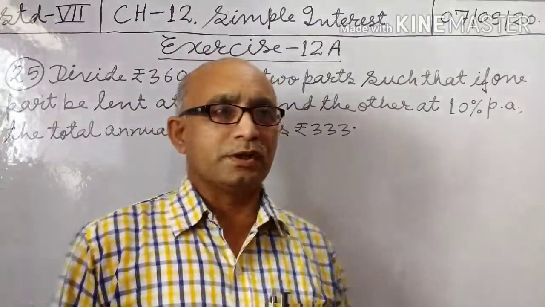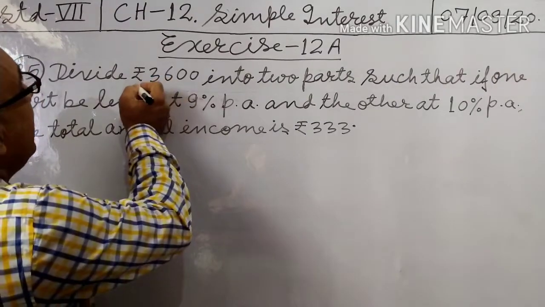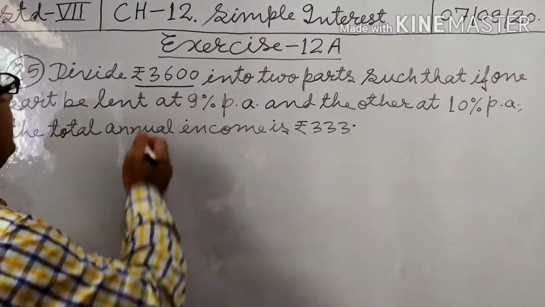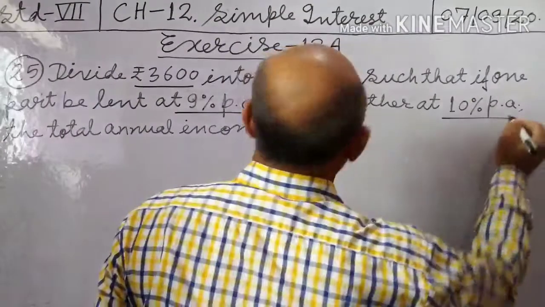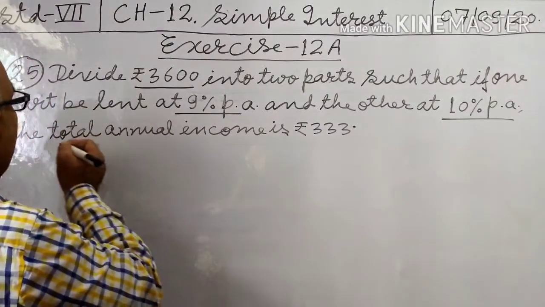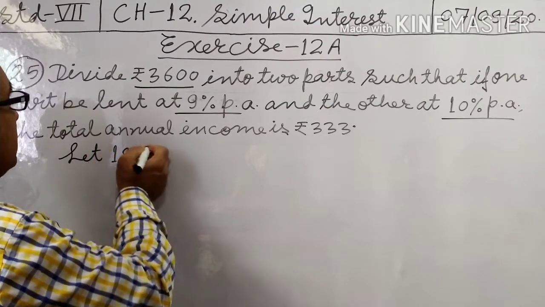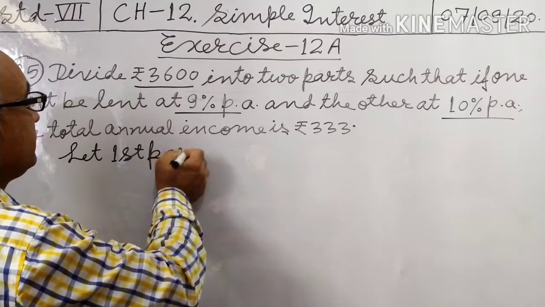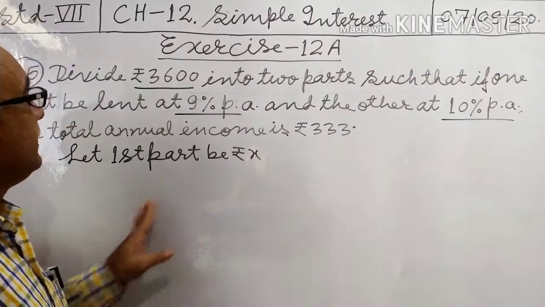Students, next and last question is question number 25. Divide rupees 3,600 into 2 parts such that if one part be lent at 9% per annum and the other at 10% per annum, the total annual income is 333. Let first part be rupees X.